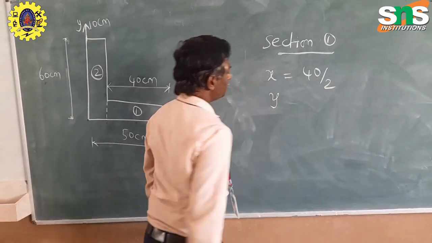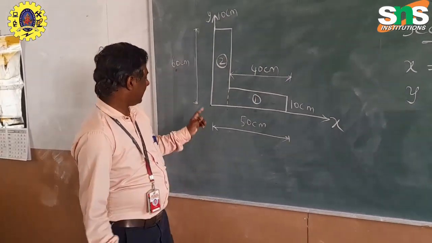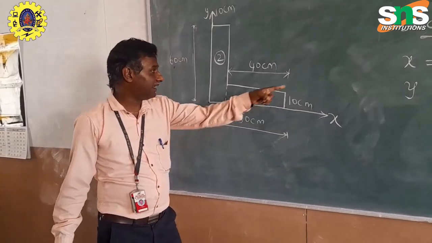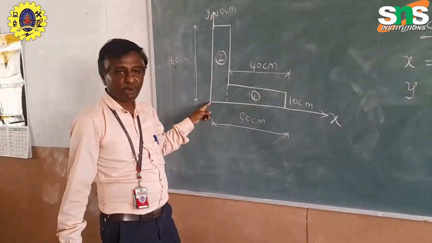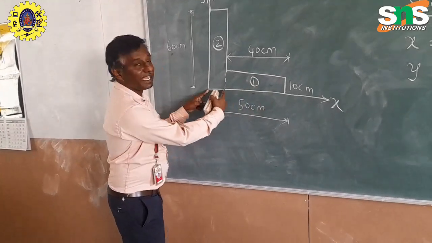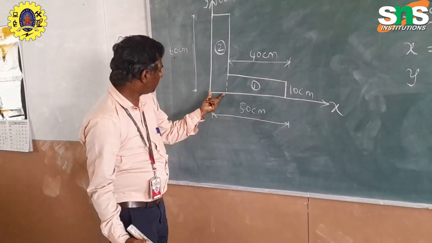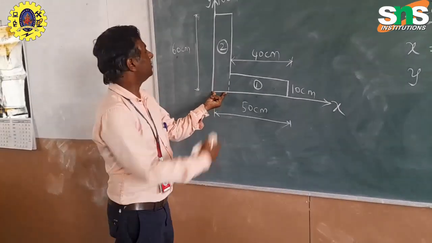40 by 2. That's all. Is it okay? No, because I am going to measure the 40 by 2 from this point. This rectangle starts from this value, so this is the empty gap. So this distance also has to be taken into account. So this is also 10 centimeters.